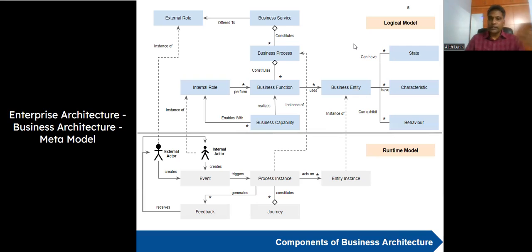External role, right? It could be a partner, it could be a customer, etc. It could be partner, vendor, whoever it is. So an enterprise is providing, or offering, a set of business services to an external role, right? And each business service basically constitutes a set of business processes.